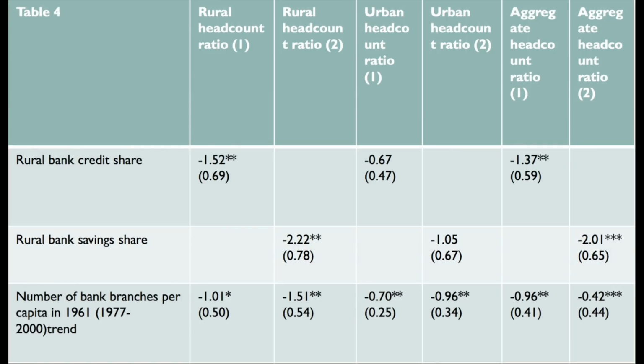And here we see another table that they have in the paper, and it basically shows that increases in rural credit and savings shares reduce rural poverty. A 1 percentage point increase in the share of credit disbursed by rural branches reduces rural poverty by 1.52 percentage points. Similarly, a 1 point increase in the share of savings held by rural banks reduces poverty by 2.22 percentage points. We see that urban poverty is unaffected by increases in rural credit and savings shares.